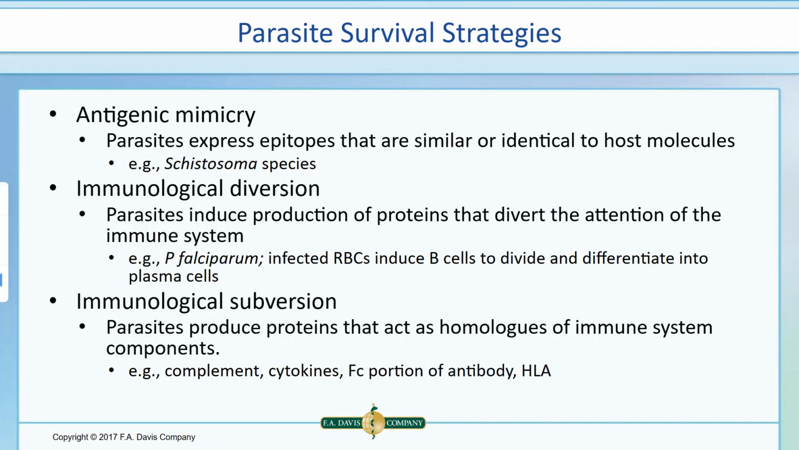Antigenic mimicry. Parasites express epitopes that are similar or identical to host molecules. Schistosoma can do this. So the surface proteins on schistosoma, and schistosoma causes schistosomiasis. It's a fluke, so it's a multicellular type worm that's a flatworm.